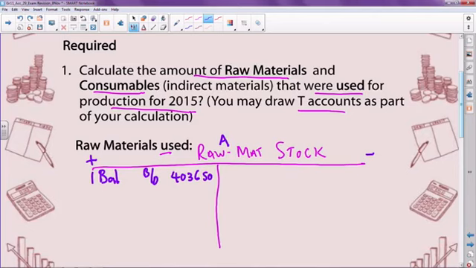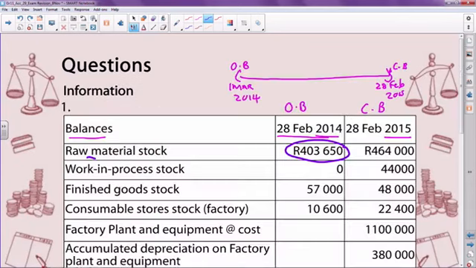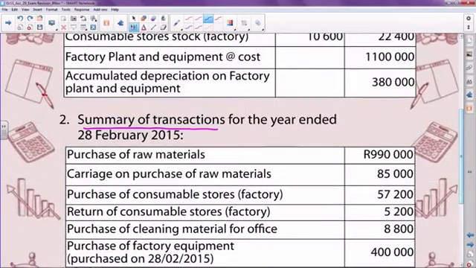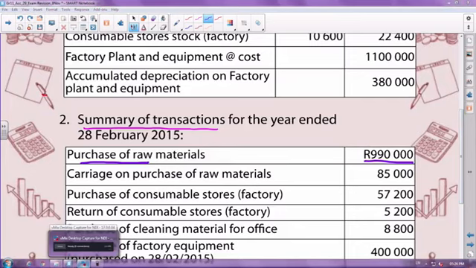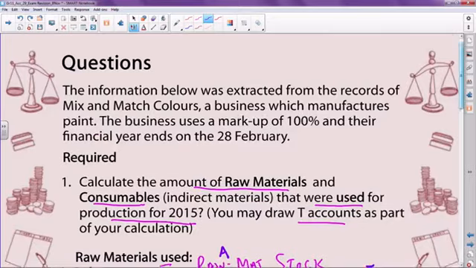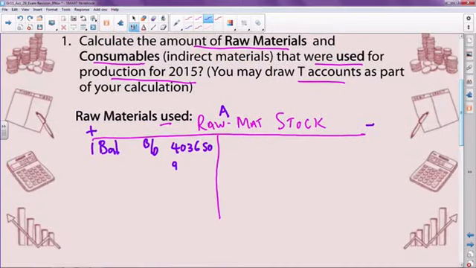Right, so let's look at raw materials purchased for the year. If we go back to our summary of transactions, my purchase of raw materials, 990,000. So let's take that through. 990,000. That's how much of raw materials were bought during the year. And remember, the more you buy, obviously the more you have. So hence it's going on the debit side.